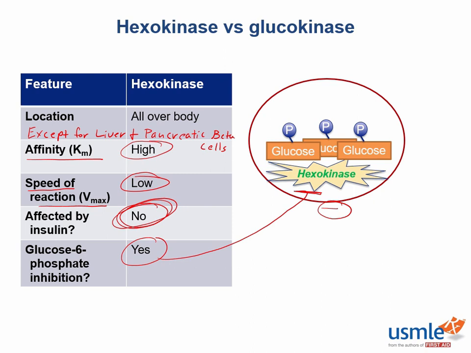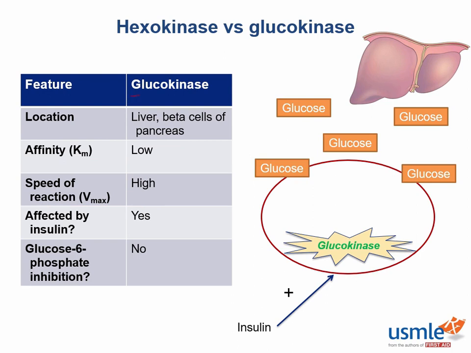However, if there's a large amount of glucose in the blood, such as after a meal, hexokinase won't be able to keep up since there's a low capacity or low Vmax. Next up, we have glucokinase. And glucokinase comes into play after meals, when there are high glucose loads in the bloodstream.